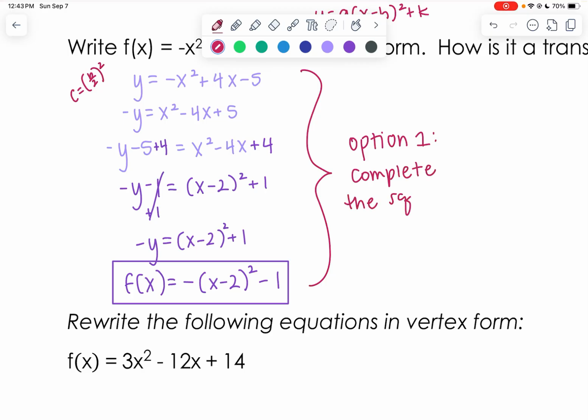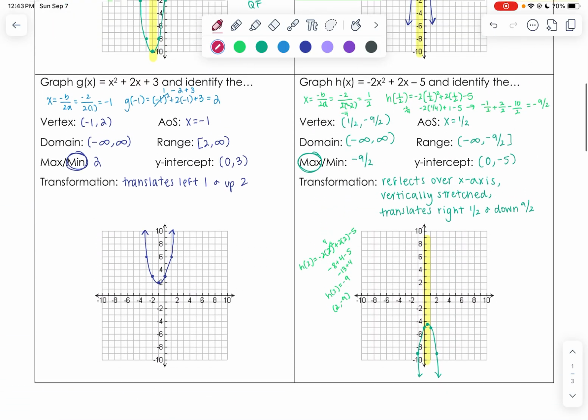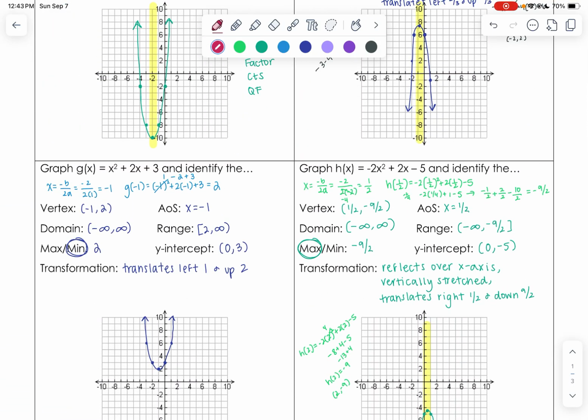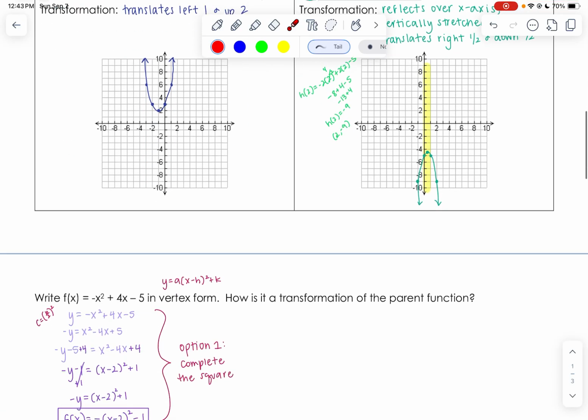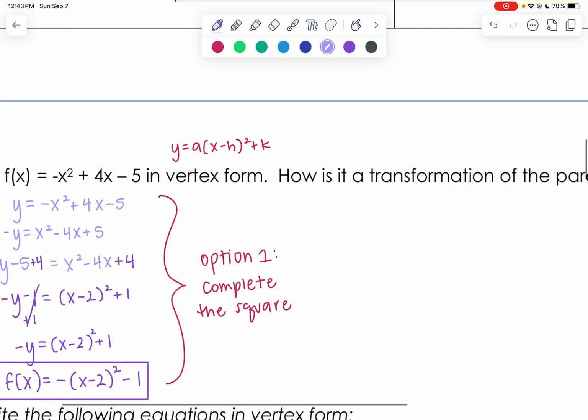Now, the other option is back what we did up here. We didn't complete the square on any of these, yet we still found the vertex and we knew what A was. So use this formula. That's your other option. Find out what the vertex is. We already know that A is negative 1, so I know that.